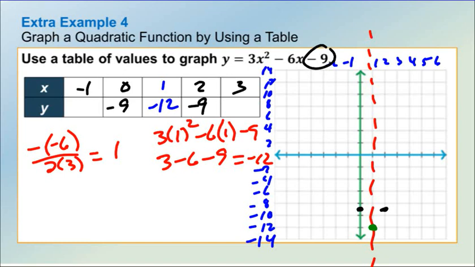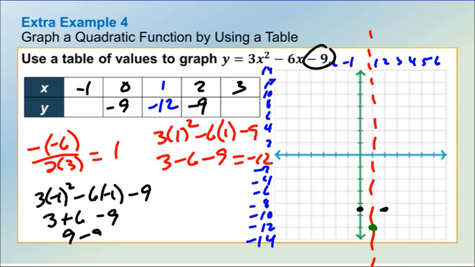If I put a -1 in here, so 3 times -1 squared minus 6 times -1 minus 9. This is 3 plus 6 equals 9. This is 9 minus 9, which gives you 0. So we have -1 and 0, which is here. That means 3 would also be 0. Now I can draw my parabola.